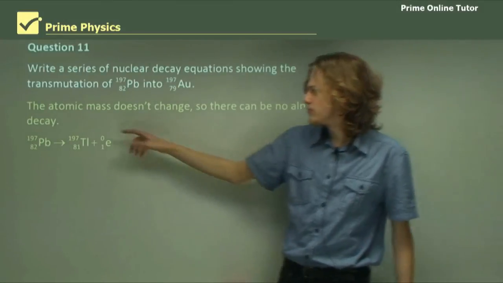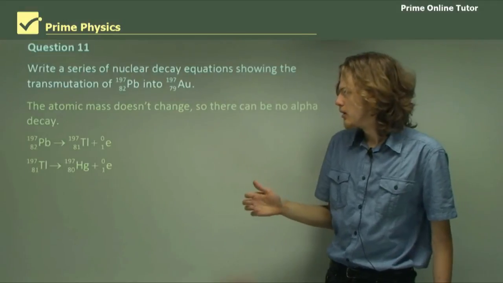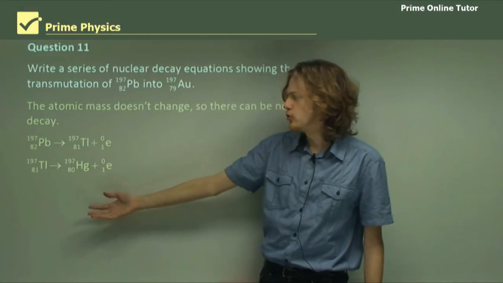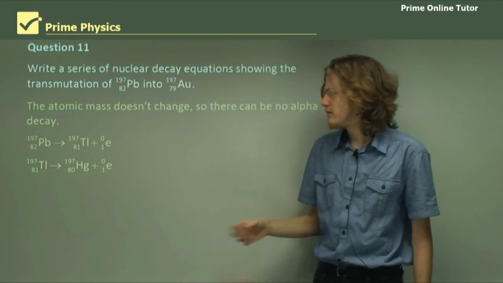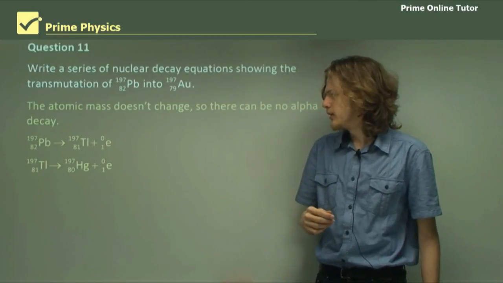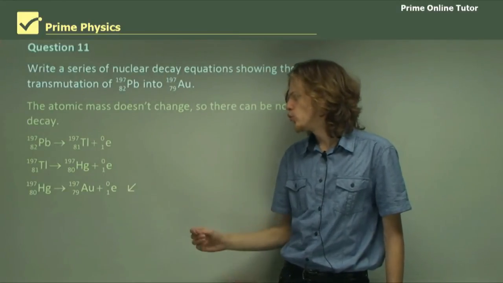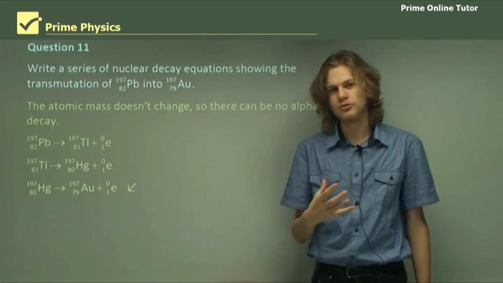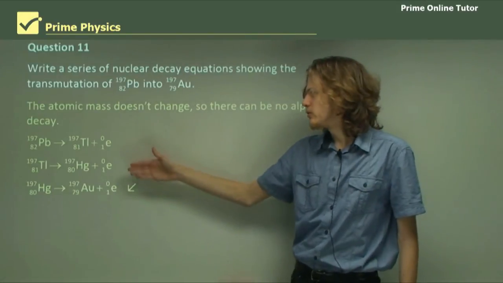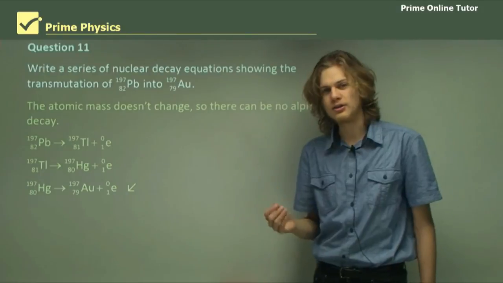Alright, so now we have thallium-197. What do we do with that? Well, same thing. Thallium-197 turns into mercury-197 plus another positron. And finally, mercury-197 turns into gold-197 and loses another positron. So in each equation, we conserve the charge and the mass on both sides of the equation.